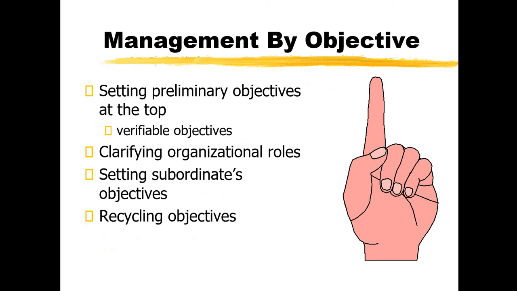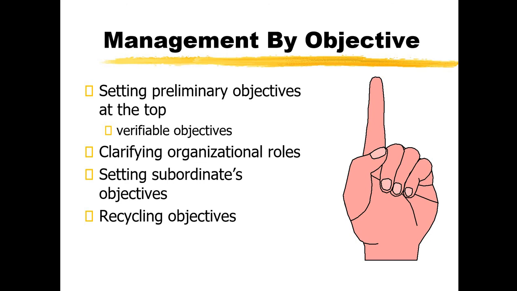Let's now move to management by objectives, which was given by Peter Drucker. So these are the steps if you want to apply management by objectives. The first is setting preliminary objectives at the top. And these objectives have to be verifiable. Verifiable means it has to be measurable. It has to be quantitative.